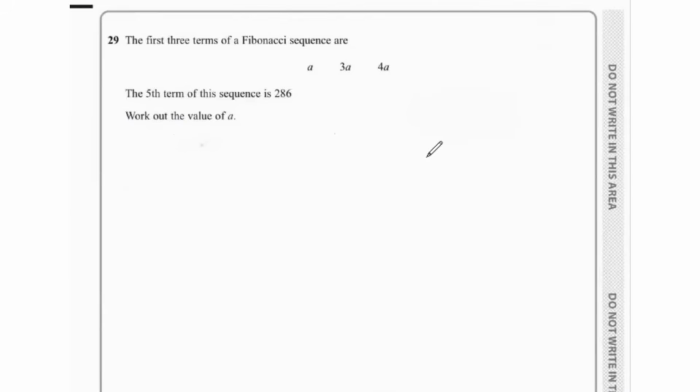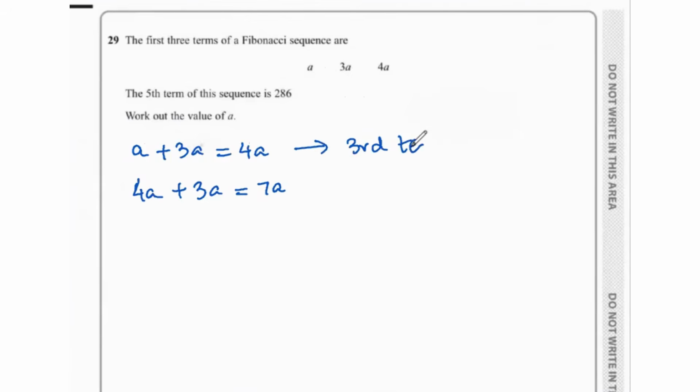So first you need to know what a Fibonacci sequence is. In a Fibonacci sequence, you're adding consecutive terms. So for example, A plus 3A gives us 4A. To get the next term, we'll do 4A plus 3A, which is 7A. So this is your third term, and this is your fourth term. Remember, in a Fibonacci sequence, you're adding consecutive terms to get the next term. So now 7A is the fourth term.